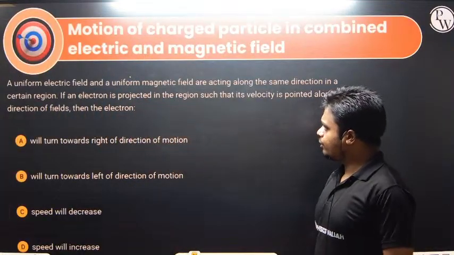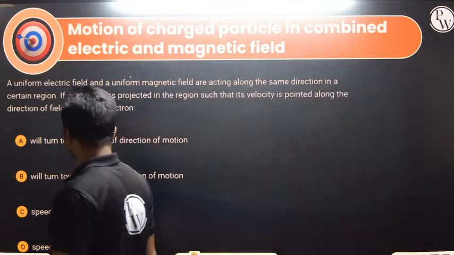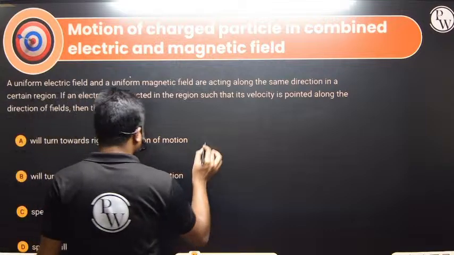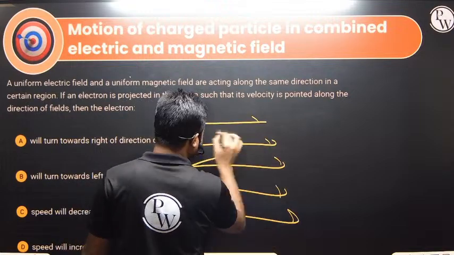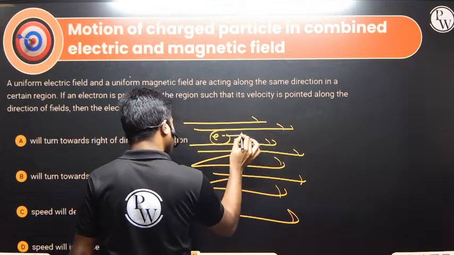Next we have this one. A uniform electric field and uniform magnetic field are acting along the same direction in a certain region. If an electron is projected in the region such that its velocity is along the direction of the field, then... Again, this is case number 1: electric field is there, magnetic field is also there, and the electron is projected along the same direction.